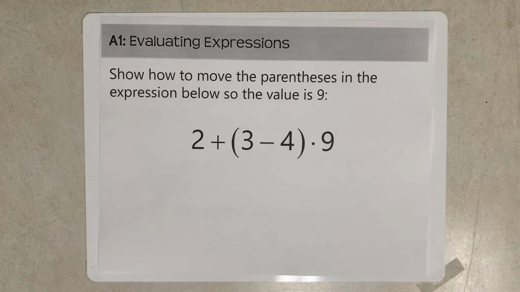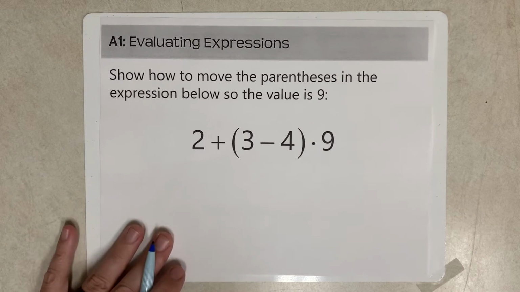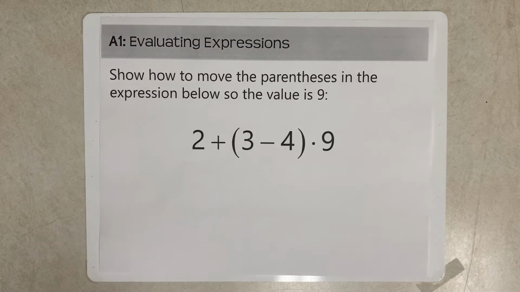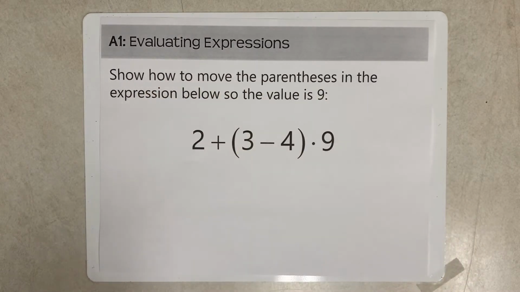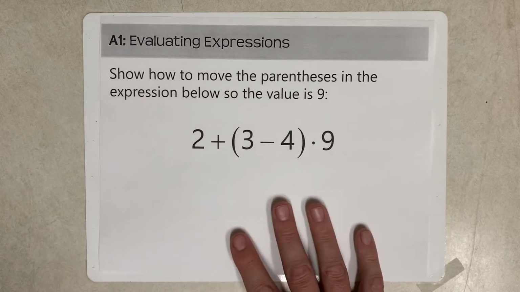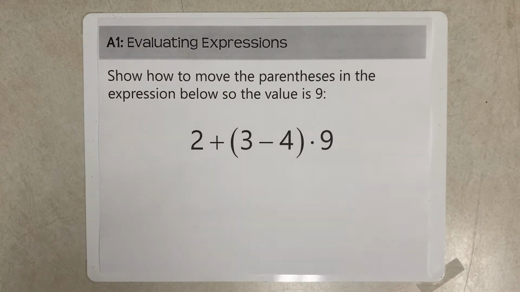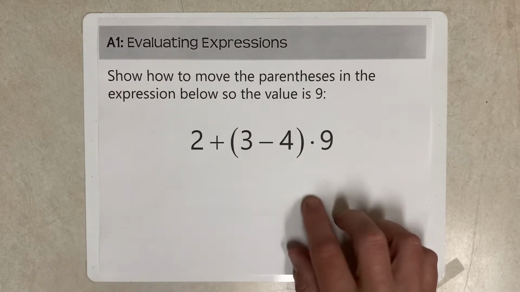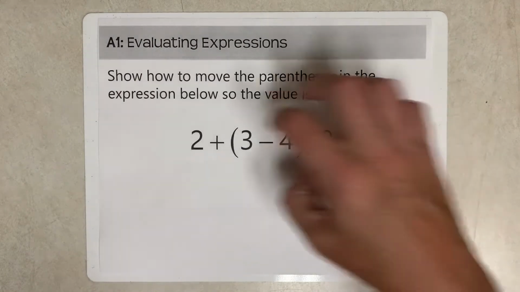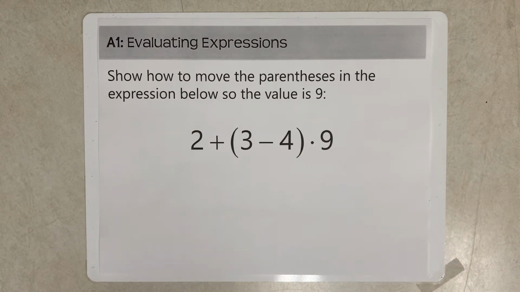Okay, this one, we have 2 plus 3 minus 4, then times 9. And this one says, show how to move the parentheses in the expression below so that the value is 9. So this is a typical end of course question. And it's saying, how do we take these parentheses and move them differently so that the whole thing is 9 instead of whatever it's going to be?